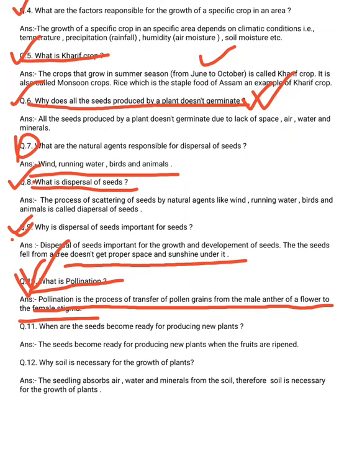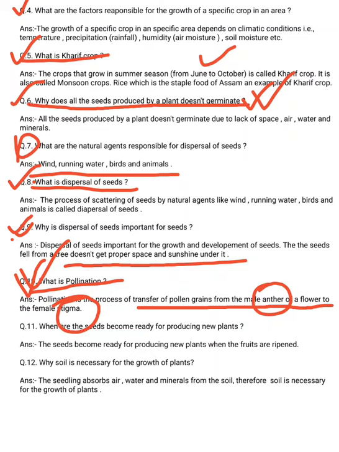stigma. You know that the male parts of a flower are called anther, and the female parts are called the stigma. So pollination is the process of transfer of pollen grains from the male anther. The pollen grains in the anther have to be transferred to the female stigma. That is called pollination.